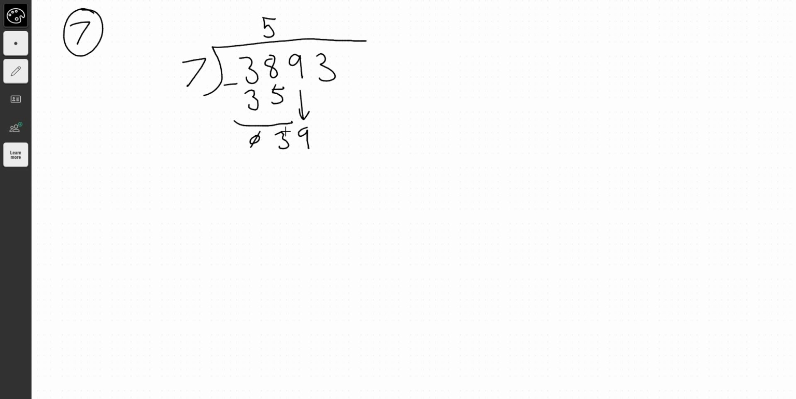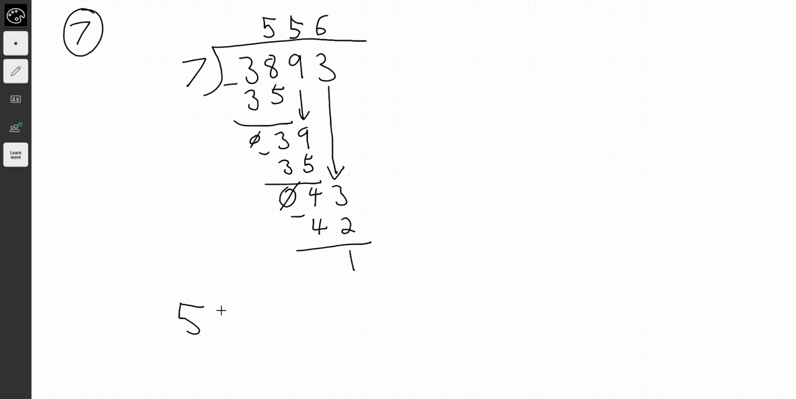We say how many 7s go into 39? Well, again, the answer is 5. It goes 35, and then we take that away from 39, and we get 9 take away 5 is 4, 3 take away 3 is 0. And then we bring down the 3, and we say how many 7s go into 43? Well, the answer is 6 lots of 7. They make 42, we take it away from 43, and we get 1. So our final answer for this question is 556, remainder 1.